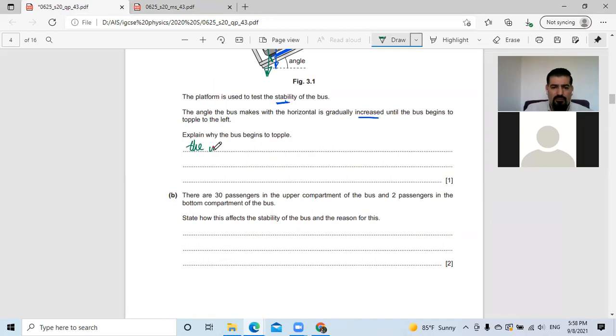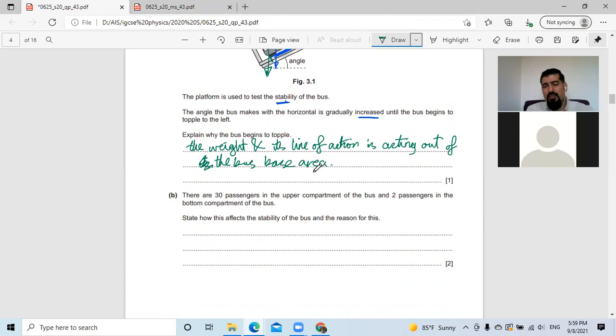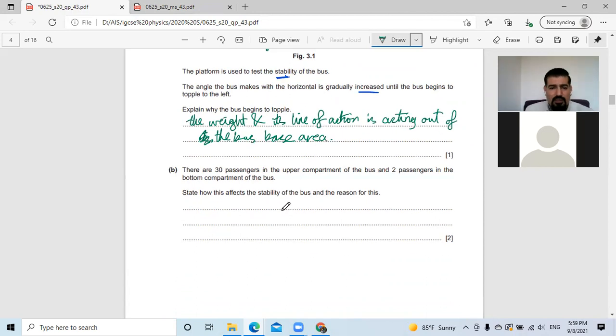The weight and its line of action is acting out of its base area, of the bus base area. So that's why it's not stable or starts to tipple over.